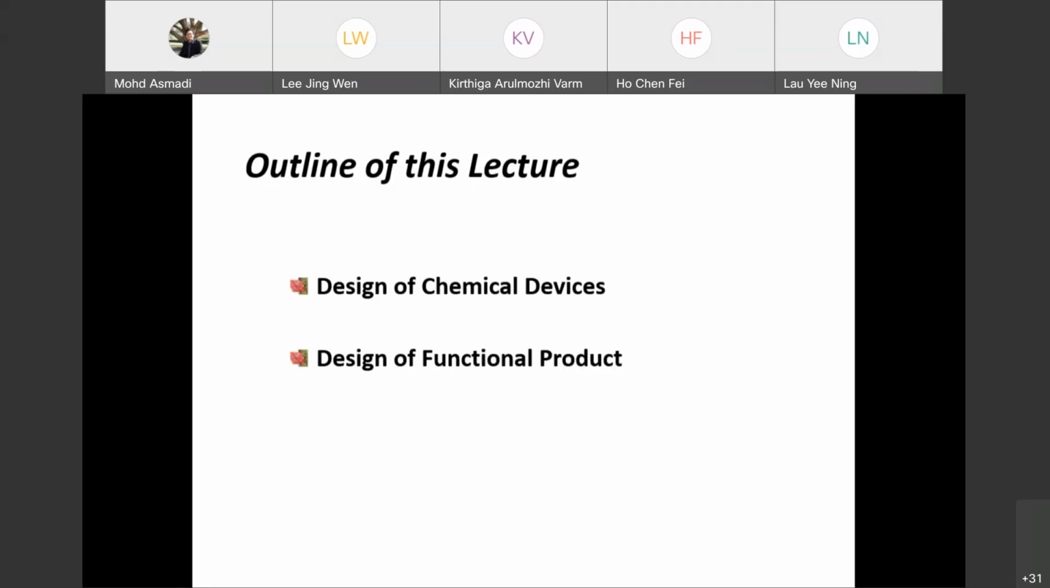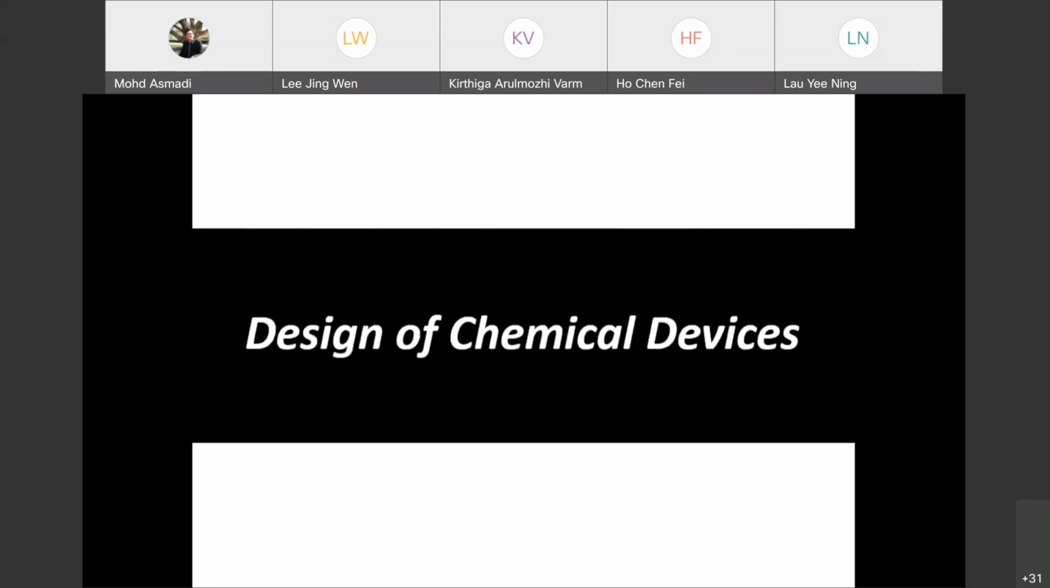To design chemical devices, we need four steps. Step 1 is to specify the product performance. Then you need to identify the key ingredients. After that comes the configuration, which is the shape and form. And the last step is to use the model to identify the product specification. Those are the four steps that you have to use to design chemical devices.